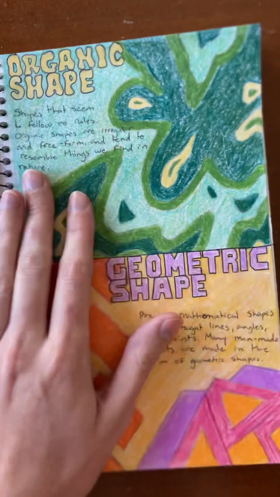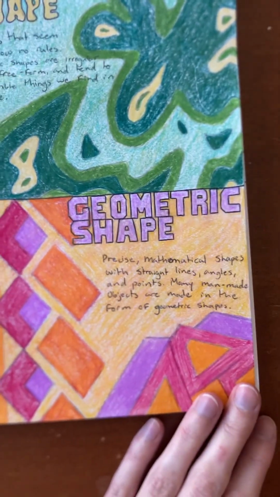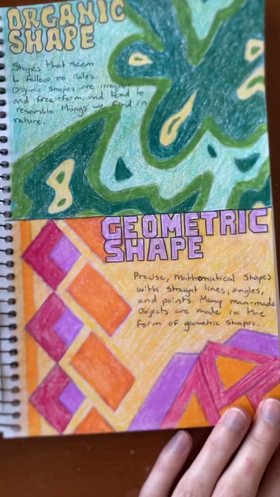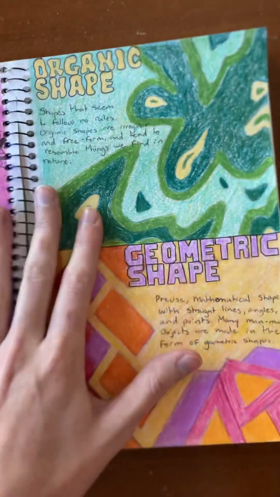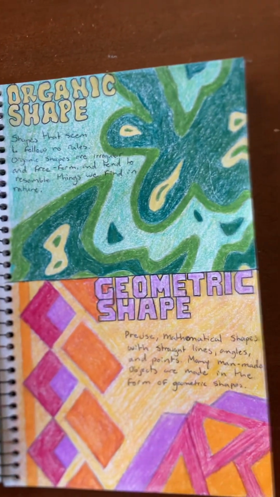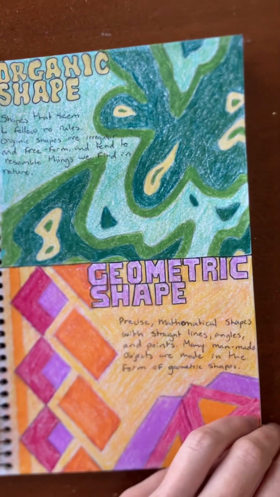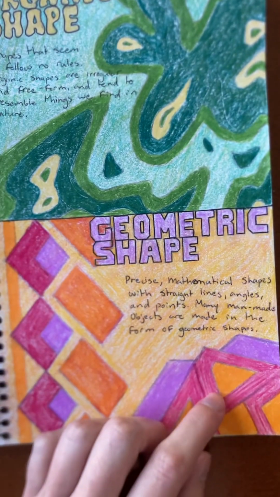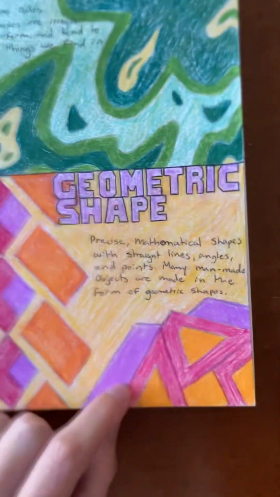And in contrast to organic shape, we have geometric shape. They are precise mathematical shapes with straight lines, angles, and points. Many man-made objects were made in the form of geometric shapes. So while organic shapes would be like shapes found in nature, geometric shapes might be something more like a phone or a computer or some of the furniture that you have around your house, like a dresser. And for this one, I kind of wanted to contrast with the organic shape colors a little bit.